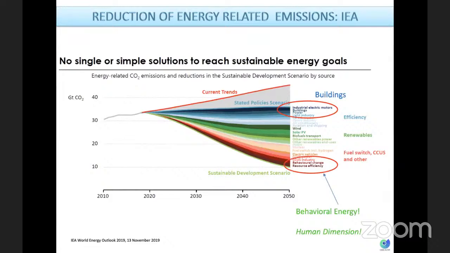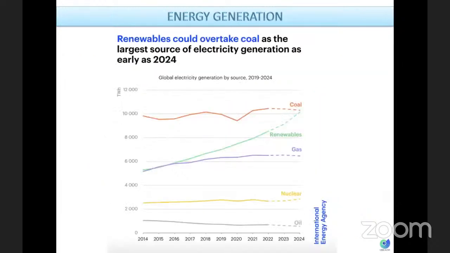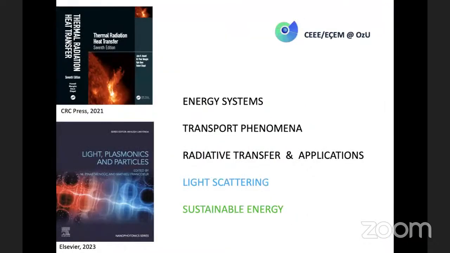So that is interesting. And with that idea, we started looking at also how the world is going to change by 2050 or so. One interesting statistic that came just recently: renewables will pass coal energy production in 2024 around the world. But that's not enough because coal is still very high. So you still have to do something about all kinds of use. So with this idea in mind, we started looking at energy systems, transport phenomena, radiative transfer. These are the two books that I have been using.